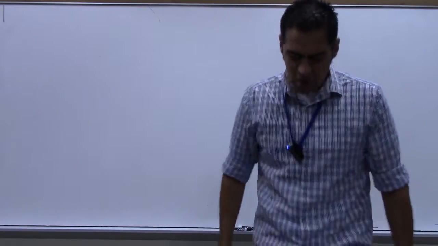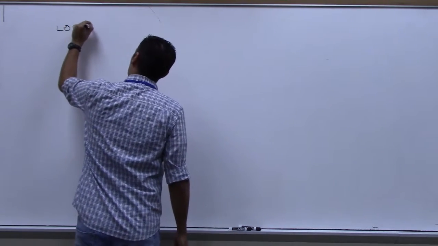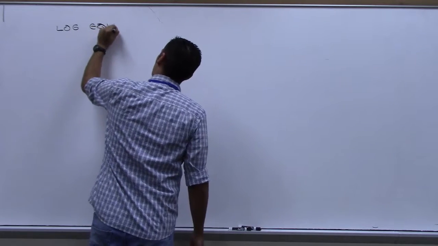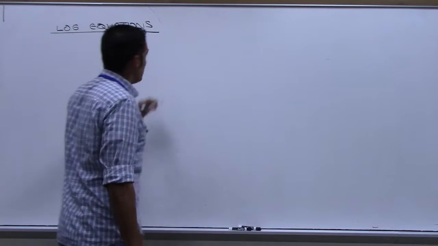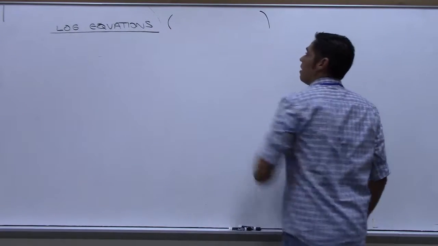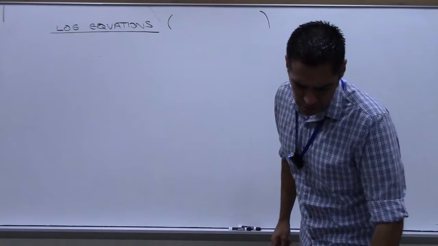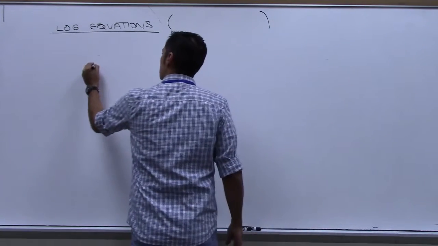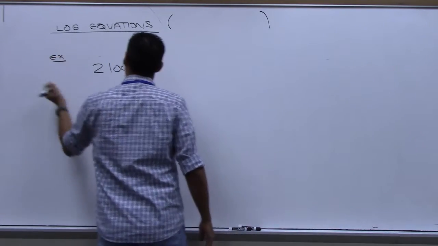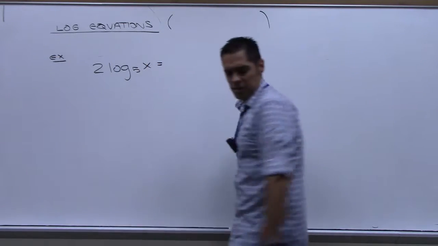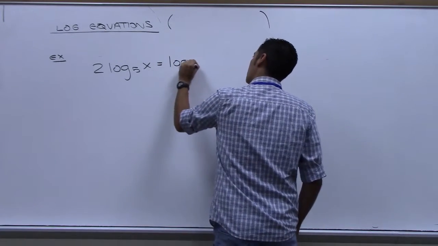All right, so let's solve. We're going to start with log equations first. And I'll put a reminder up here of how we attack a lot of these, but let me go through one first, all right? So how about 2 log base 5 of x, here's an example, equals log base 5 of 9.